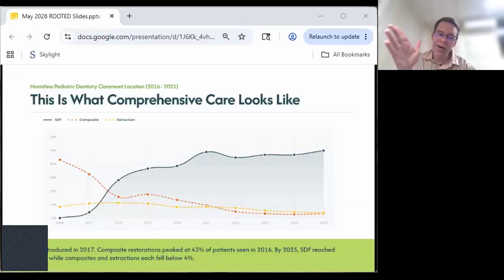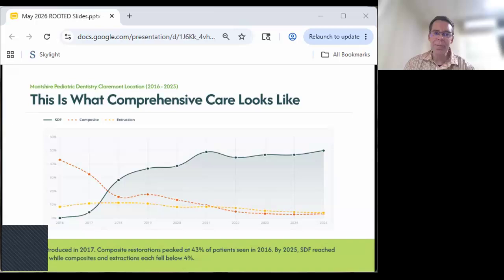Comprehensive care, so another outcome. Basically, composite restorations: in the first practice we did this in, 43% of our patients had a composite, like a traditional filling. Fast forward 10 years, it's less than 4%. Less than 4% of our patients now have extractions or traditional fillings. However, you can see, it's over 50% have SDF.